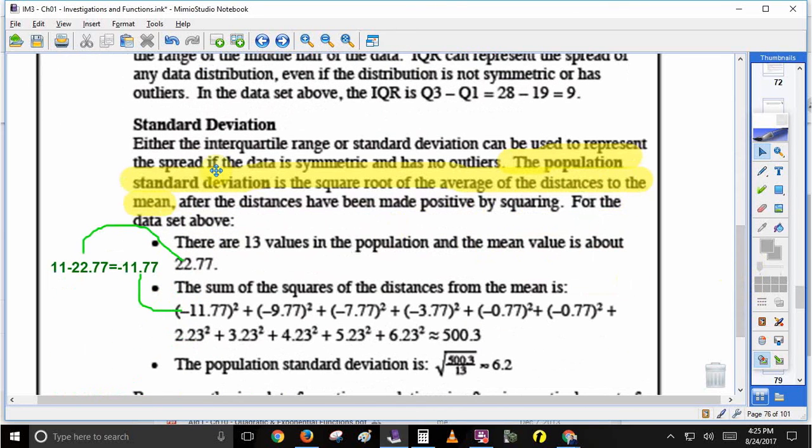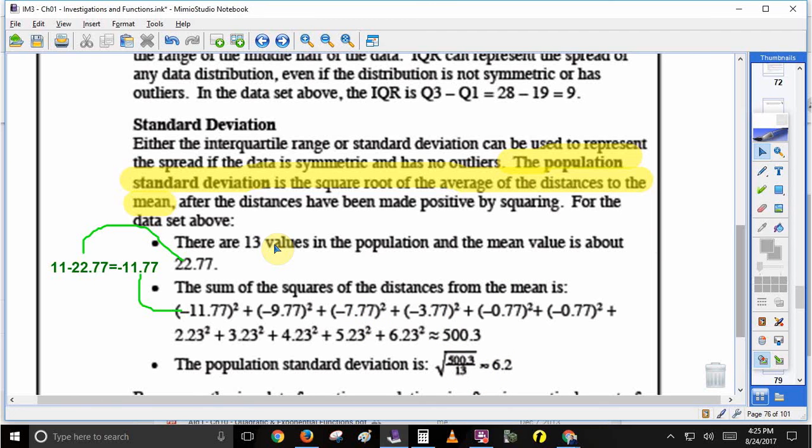So standard deviation. Either the interquartile range or standard deviation can be used to represent the spread if the data is symmetric and has no outliers. The population standard deviation is the square root of the average of the distances to the mean. So think about that. To find that, you need to find the mean, and then you need to subtract the individual data points from the mean, and then square those values. And then take the average of it and take the square root.